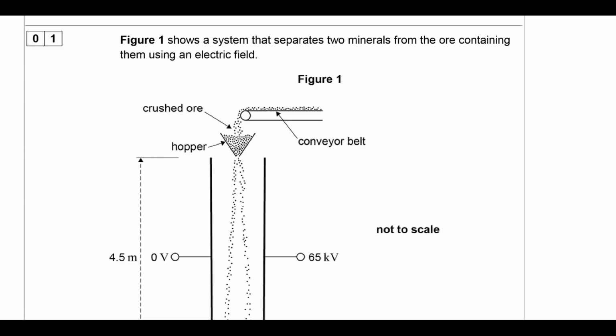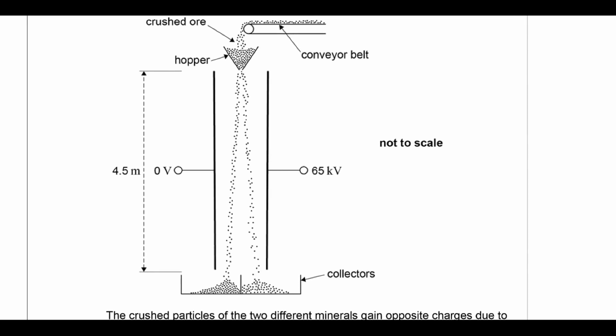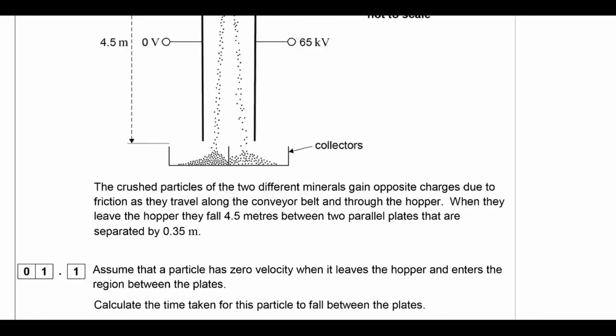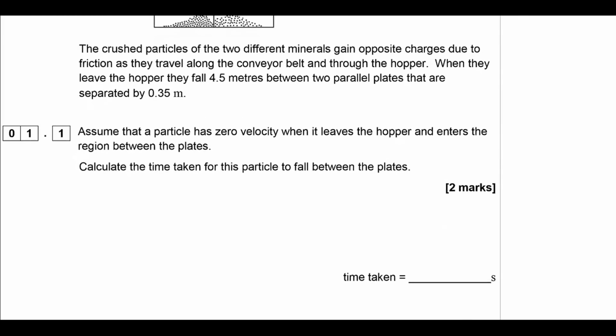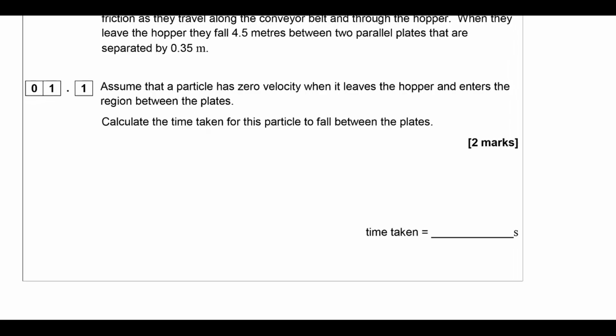So we've got a system for separating two minerals and we're doing it using an electric field. So you can see here you've got the electric field applied across these two locations, so applied horizontally, and we've got it falling a distance of 4.5 meters there. So we're going to apply some friction to charge up the grains. I'm going to charge them oppositely, so they travel opposite directions in the electric field, and we've got them separated by 0.35, and like I said earlier, they fall 4.5 meters.